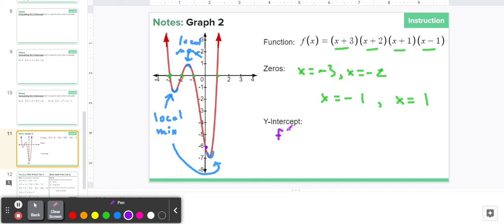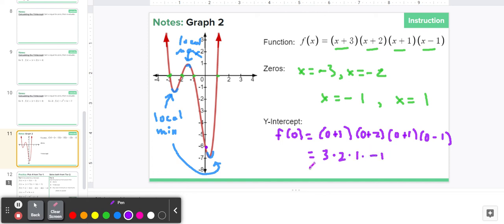So if we plug that in, we go f of 0 equals 0 plus 3 times 0 plus 2 times 0 plus 1 and times 0 minus 1. Okay, if I calculate all that out, I get 3 times 2 times 1 times negative 1, and that would give me negative 6. Notice again how that matches what we placed on our graph, right?